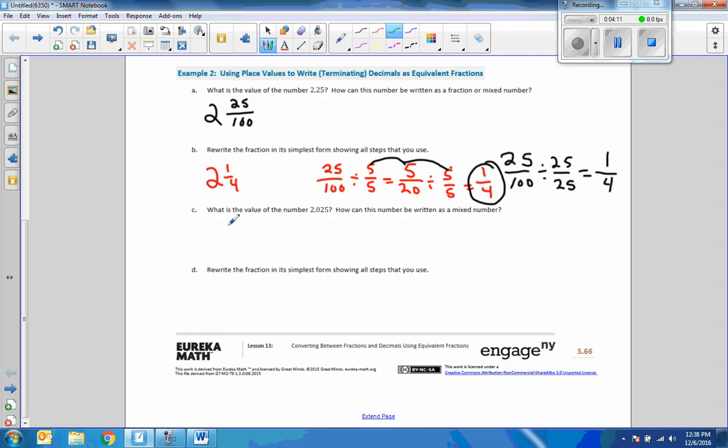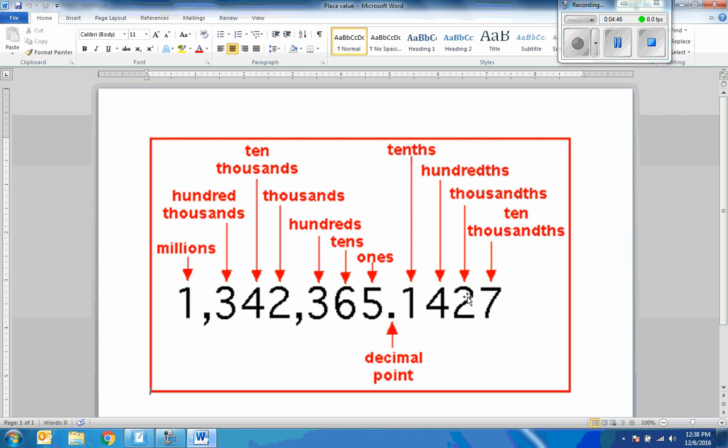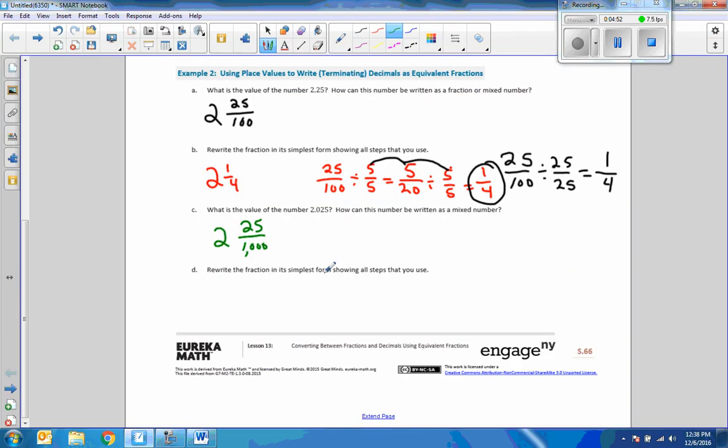Step C says, what is the value of the number 2.025? How can this number be written as a mixed number? The first thing I want to do is read it using this terminology. So it's not 2.025, it's 2 and 25 thousandths. Tenths, hundredths, thousandths. Third decimal place, thousandths. So 2 and 25 thousandths.